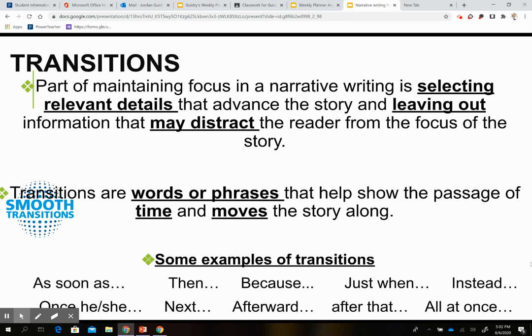Transitions are words or phrases that help show the passage of time and move the story along. Examples: as soon as, then, because, just when, instead, once, he or she, next, afterward, after that, and all at once. So, for example, you could say, as soon as the detective entered the room, or then the robber ran away. Anything along those lines that is going to let you know the order of things that occurred.